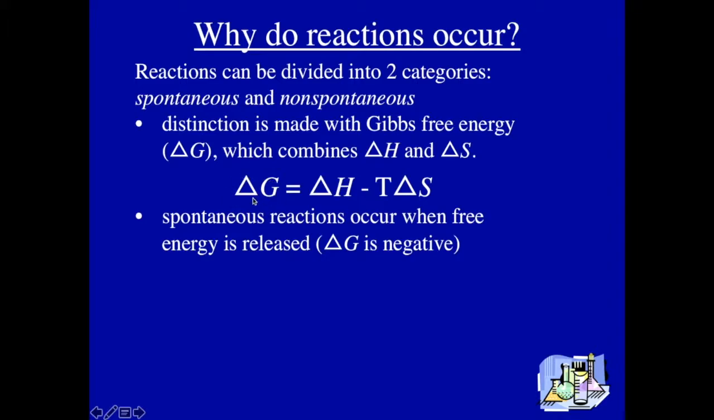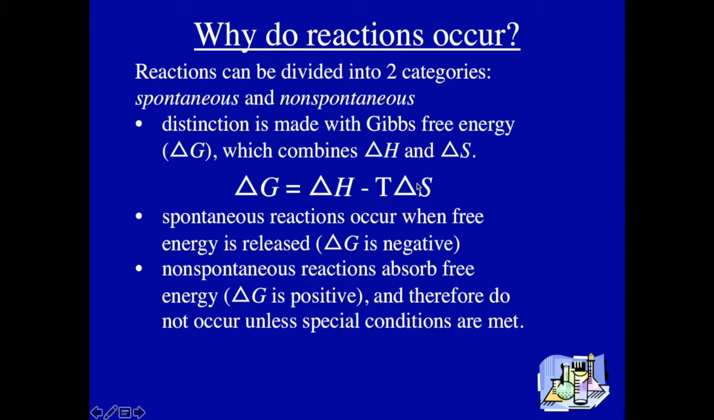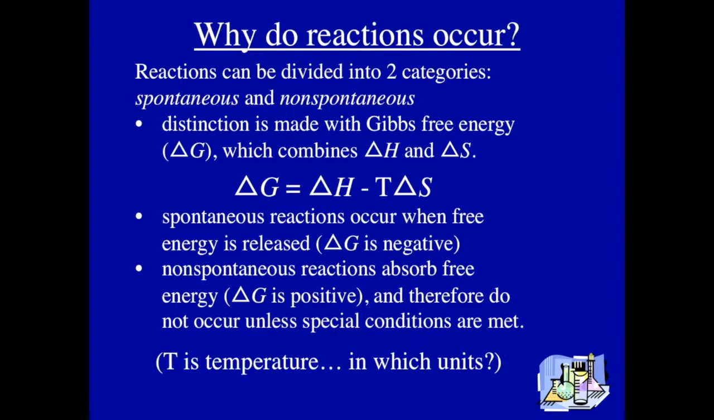So delta G is an overall free energy of any reaction. Delta H is the heat release, T is temperature in Kelvin, and delta S is entropy. And we know as temperature increases, entropy also increases. Spontaneous reactions occur when free energy is released. Non-spontaneous reactions absorb free energy, so delta G is positive, and they do not occur in most situations. They are non-spontaneous unless you get into an odd situation like the chloroplast of a plant cell.